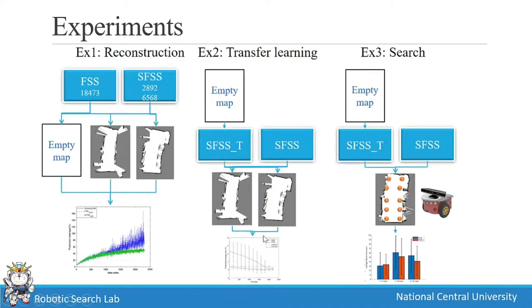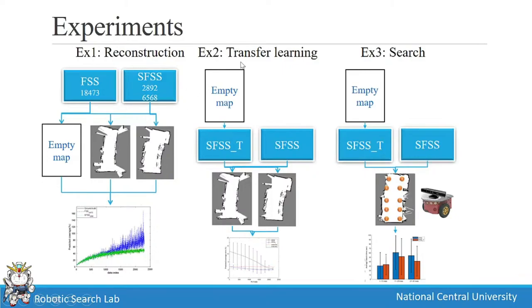We design three experiments to verify the performance. For experiment 1, the reconstruction experiment, we have FSS and SFSS with different base numbers. The environments are an empty map, map 2 and map 3. Then we can compute its reconstruction accuracy to compare the performance.